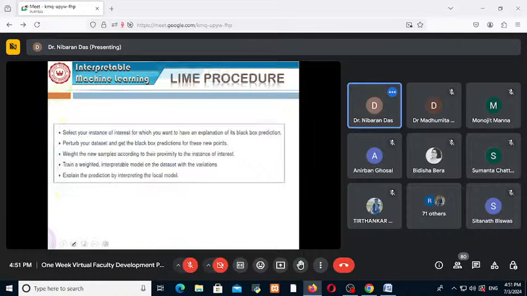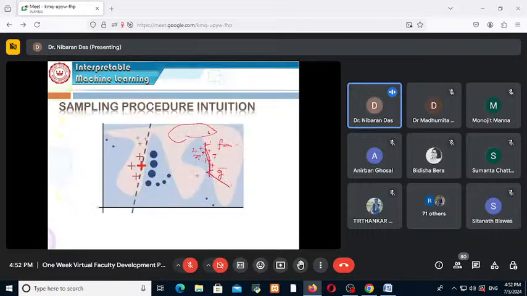X. So the LIME procedure: select your instance of interest for which you want an explanation of its black box prediction. Perturb your dataset and get the black box predictions for these new points. Weight the new samples according to their proximity to the instance of interest. Train a weighted interpretable model on the dataset with the variations. Explain the prediction by interpreting the local model, and you could notice from there.